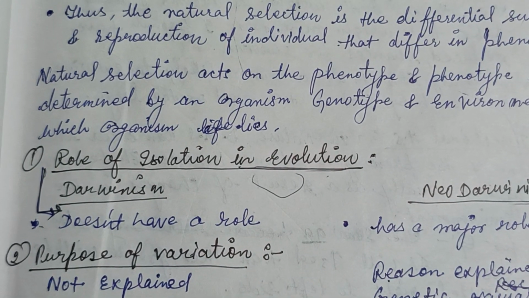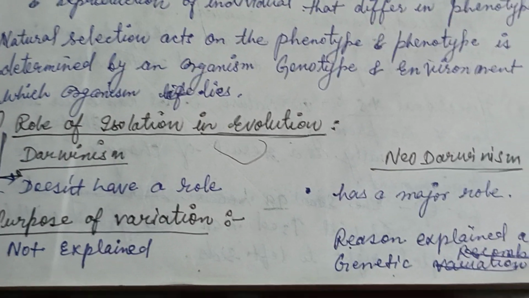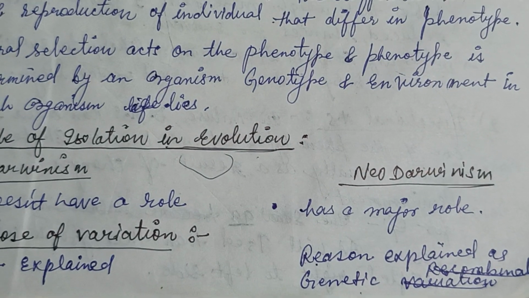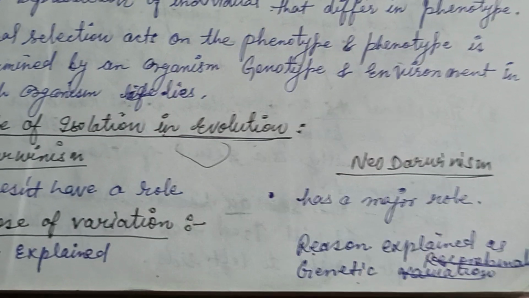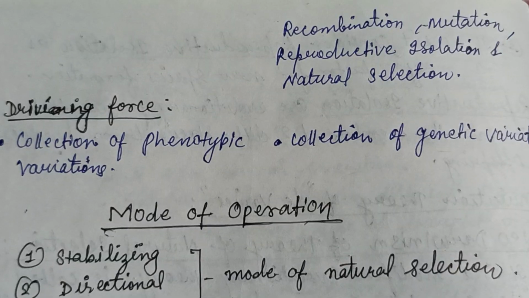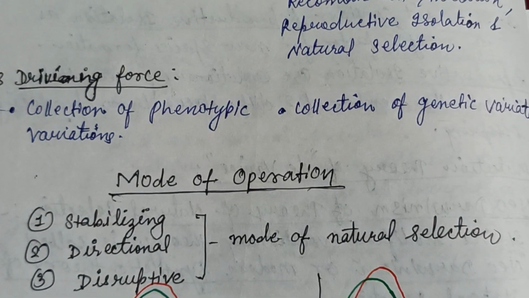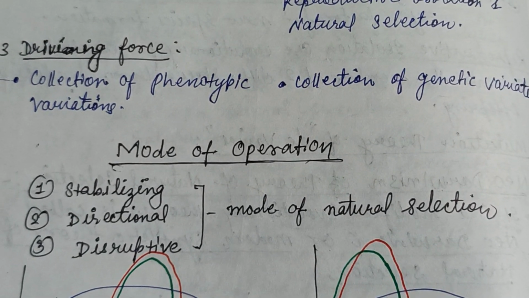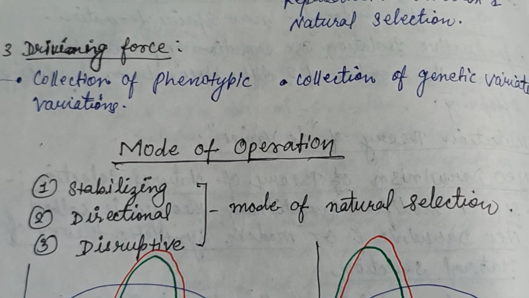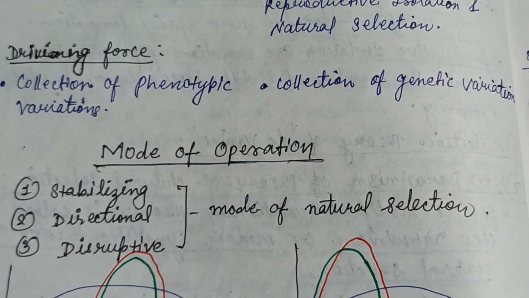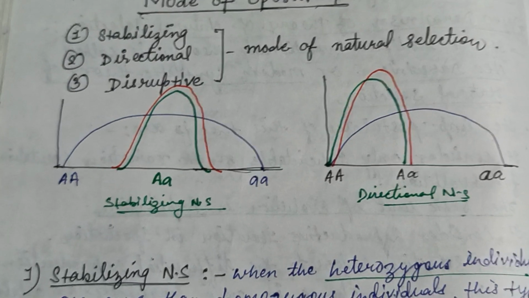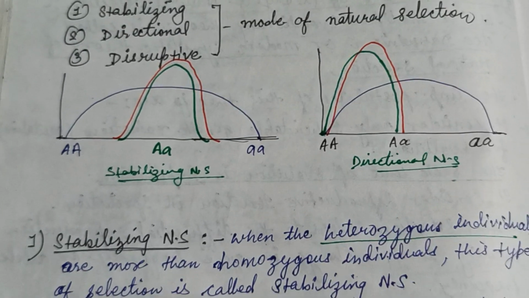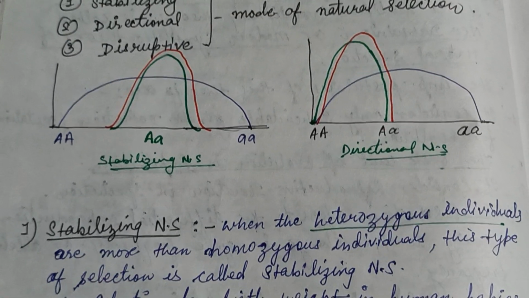The purpose of the variation is not explained in the Darwinian theory, while it is explained by Neo-Darwinism as recombination, variation, genetic drift, and natural selection. The driving force in Darwin's theory is the collection of phenotypic variation, while in Neo-Darwinism it is genetic variation. There is a mode of operation which is of three types: stabilizing, directional, and disruptive.